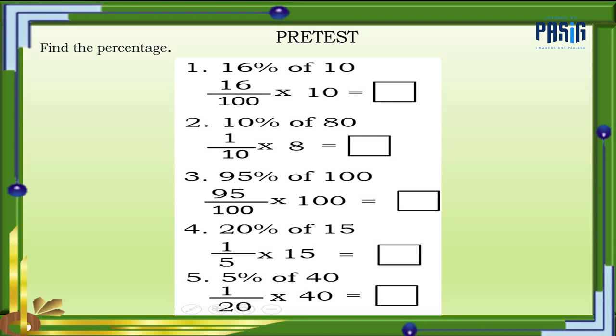The preposition "of" means times or multiply. So what's the answer in number 4? Number 5, 5% of 40. 5% is 1/20 in fraction, times 40. What is the answer? I'm giving you 10 seconds to answer these questions, and your timer starts now.